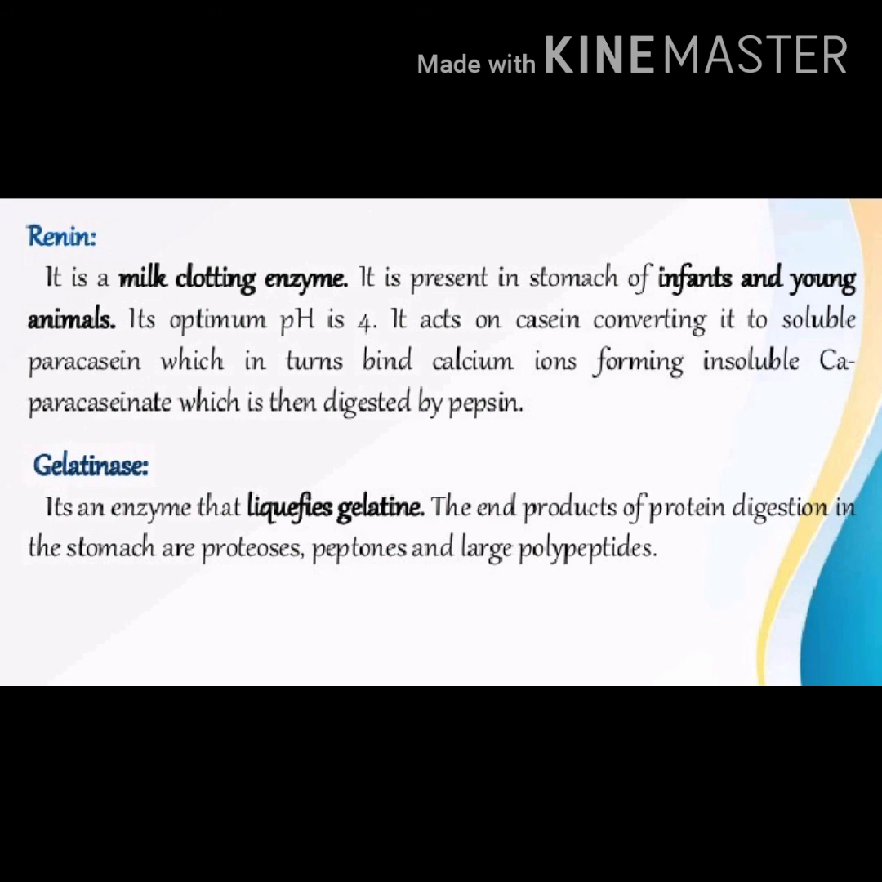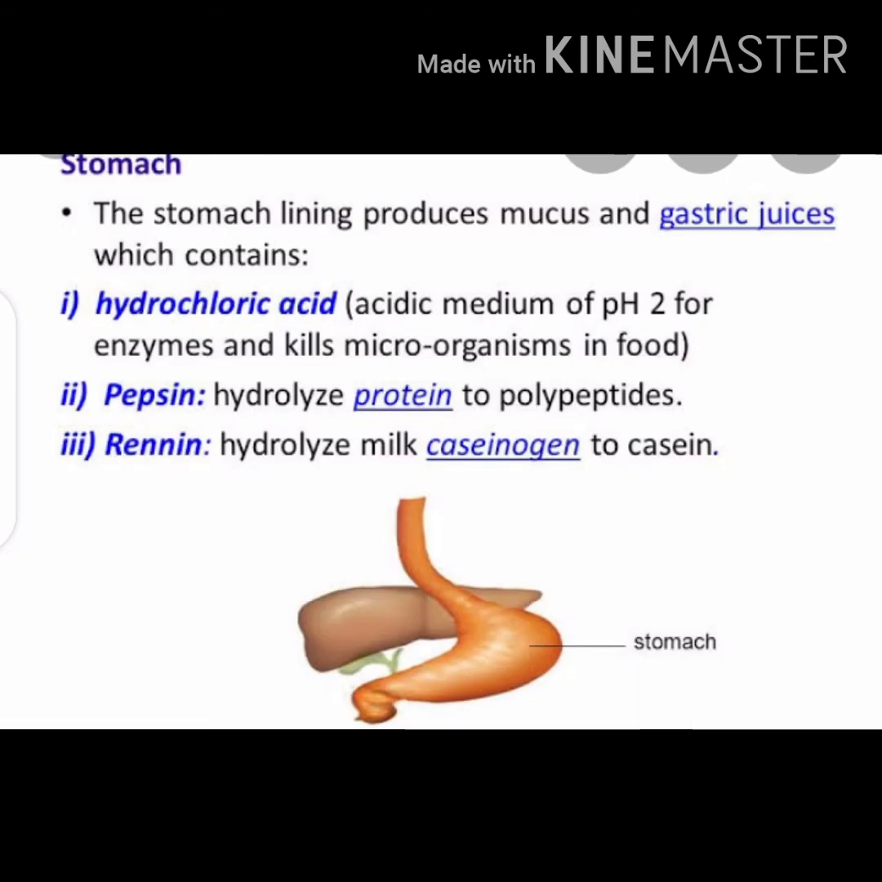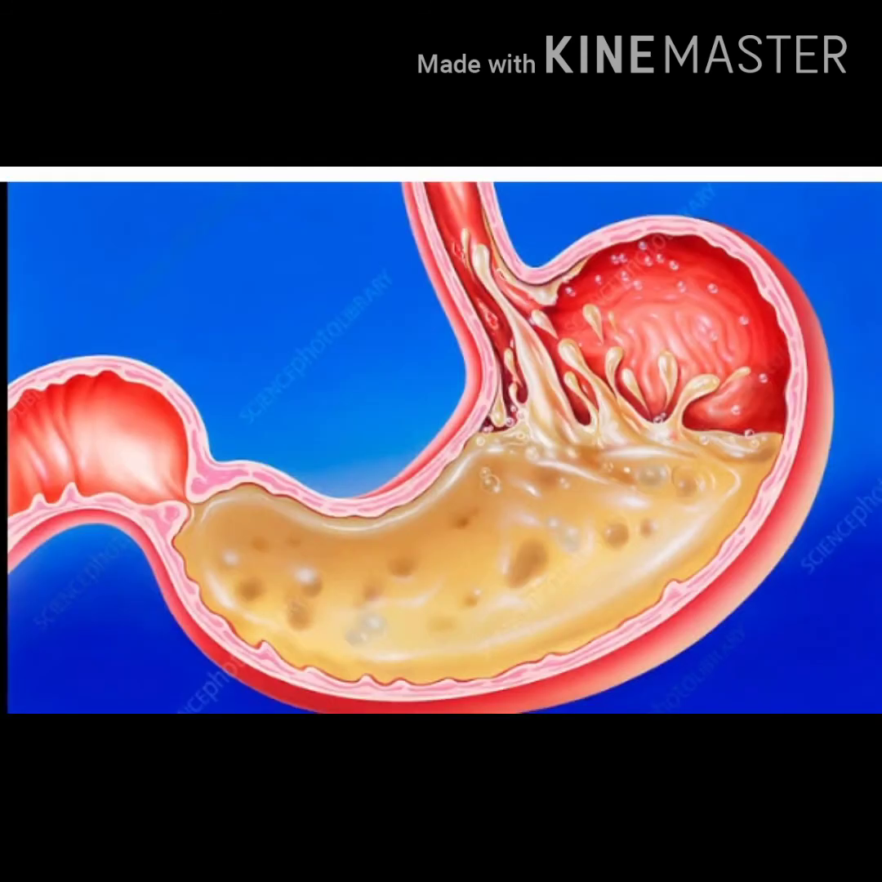Next one is gelatinase. It is the enzyme that liquefies gelatin. The end products of protein digestion in the stomach are proteoses, peptones and large polypeptides. Our stomach contains gastric juice that contains hydrochloric acid, pepsin, renin and gelatinase, mixed enzymes. Every enzyme acts on the protein in a different way. With this, I complete the enzymes involved in the digestion and absorption of carbohydrate, lipid, protein and other micronutrients.